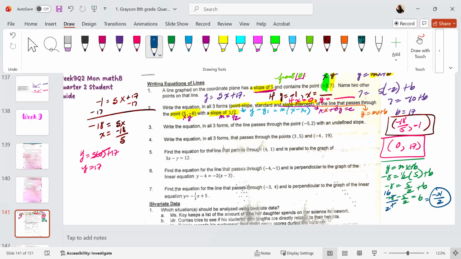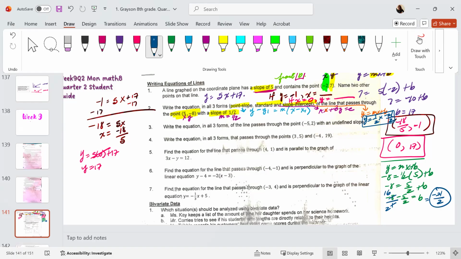Your first equation, I got b equals negative 21 over 2. So your first equation, and that's in slope-intercept form, is y equals 1/2 x minus 21 over 2. That is slope-intercept form. So when you get there, let me know, then we can move on. Yeah, negative 21 over 2.